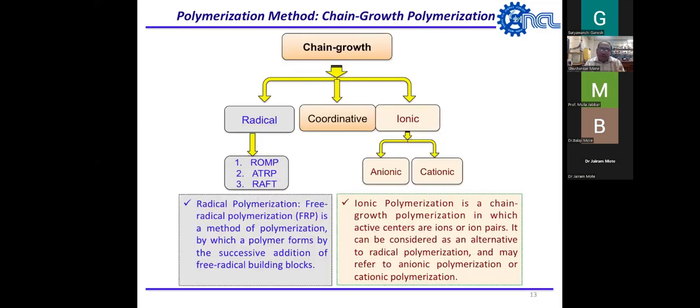The next is chain growth polymerization. In chain growth, you can see three different ways. Radical polymerization, where people majorly use ROMP, ATRP, and RAFT, which are very famous nowadays. Then coordinative polymerization and ionic polymerization. So what are the radical methods? Free radical polymerization methods in which the polymer forms by successive addition of radical blocks. So you can make building blocks of the polymers using simple monomers. And in anionic and cationic polymerization, the chain growth polymerization has active centers that are ions, either an anion or a cation, and it can be considered an alternative to free radical polymerization.